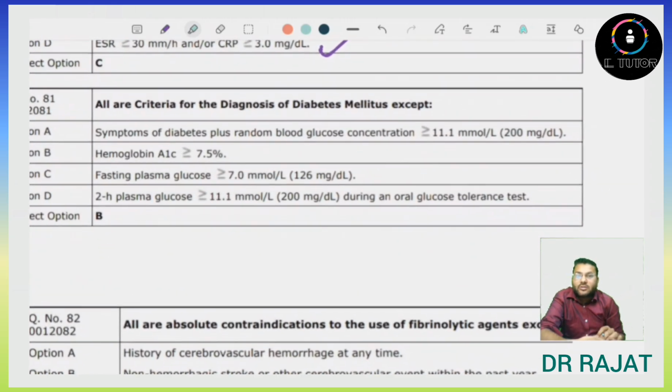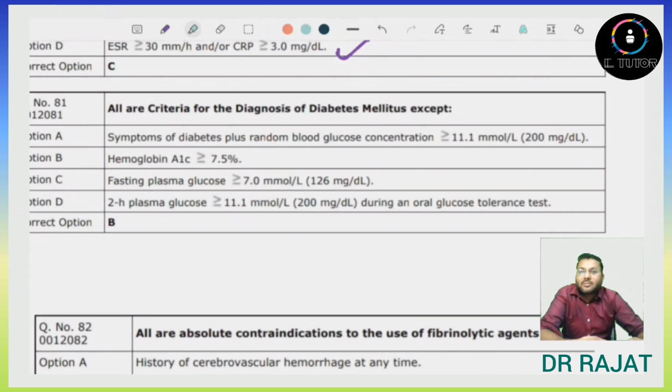Next question is all are criteria for diagnosis of diabetes mellitus except symptoms of diabetes plus random blood glucose level greater than 11.1 millimoles, which equals 200 milligram per deciliter. This is true. Hemoglobin A1c, HbA1c greater than 7.5. So 7.5 means the diabetes is there, but it is not the criterion for diagnosis. The criterion for diagnosis is greater than 6.5. So this is wrong. It should be 6.5. Fasting plasma glucose greater than 7 millimoles per liter, which equals 126 milligram per deciliter. This is true. And two-hour plasma glucose greater than 11.1 millimoles or 200 milligram per deciliter during an oral glucose tolerance test. This is true. So here the wrong option is option B, that HbA1c should be greater than 6.5 for the diagnosis of diabetes mellitus.